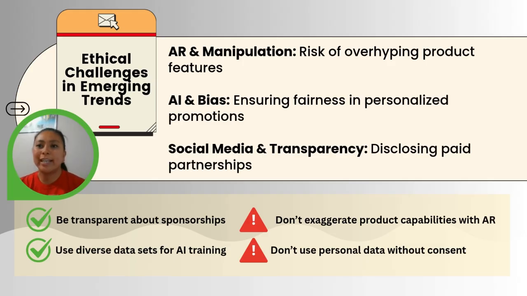As we explore the exciting innovation in global sales promotions, it's just as important to talk about the ethical challenges that come with them. AR can enhance shopping, but overpromising features risks customer trust if reality doesn't match. AI personalizes marketing, yet biased data can exclude groups, so diverse data and human oversight are needed. On social media, brands must clearly label paid partnerships to ensure transparency. As shown on the slide, ethical marketing means being transparent, fair, and privacy conscious, because trust drives long-term success.